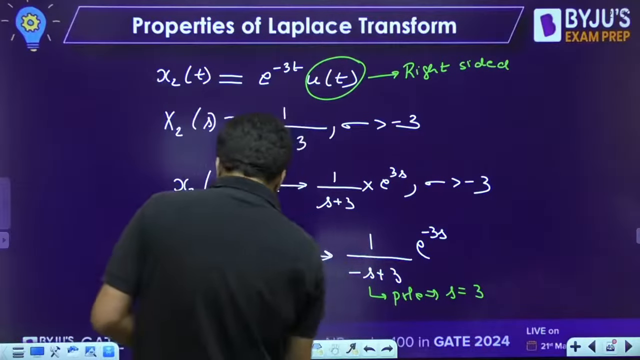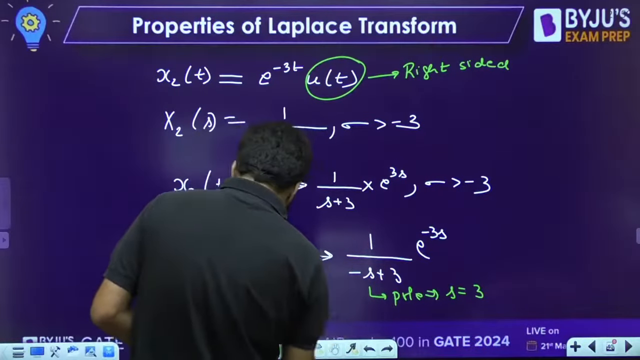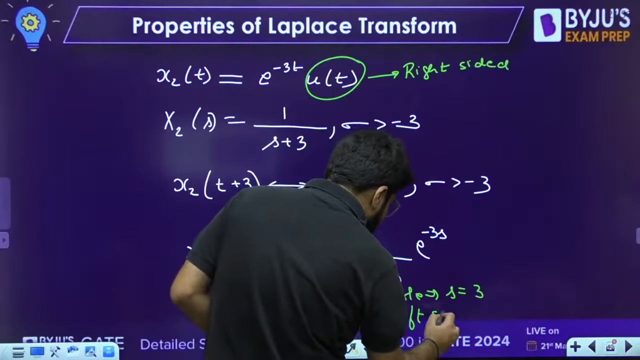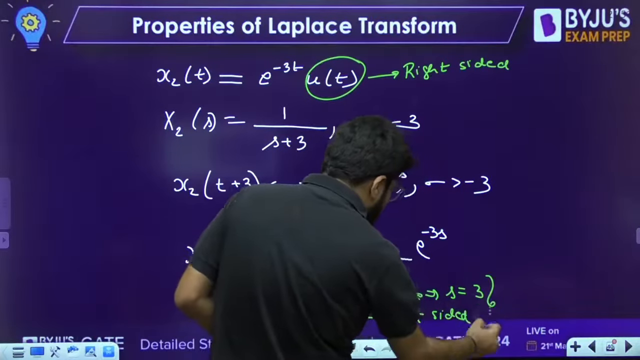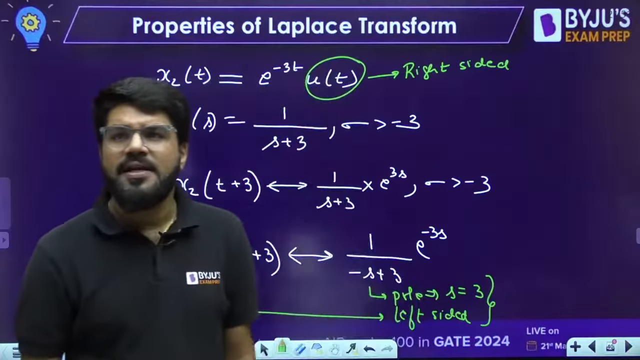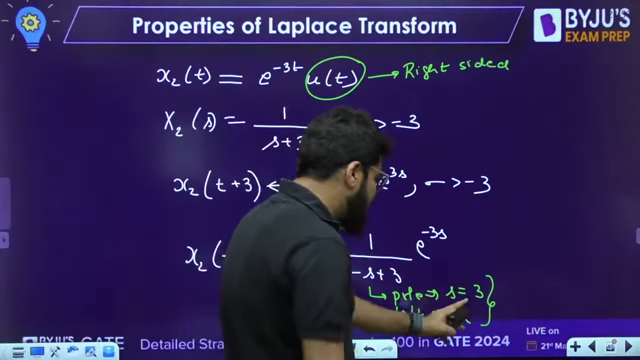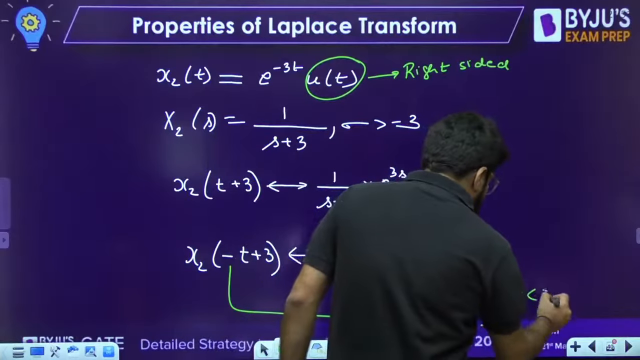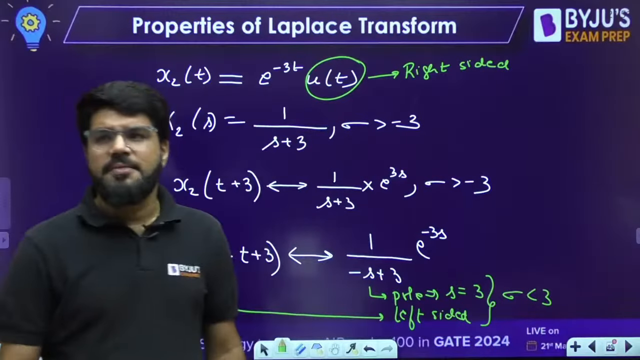Okay, so this particular signal, because of doing the minus t, it is now left-sided. So based on these two, can I decide the ROC now? Pole is at 3, signal is left-sided, so ROC should also be left-sided. Left of what? Left of the pole, sigma less than 3.